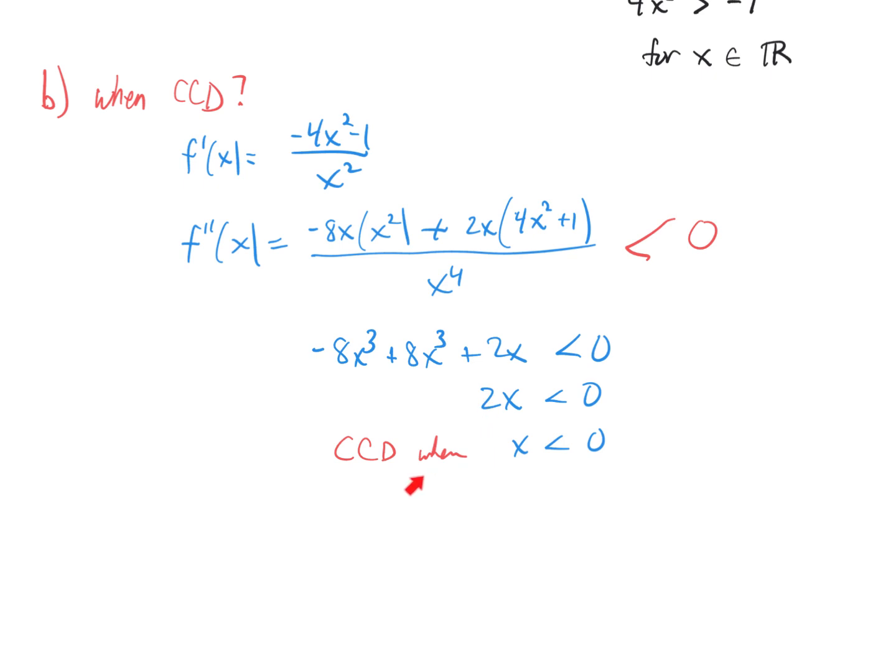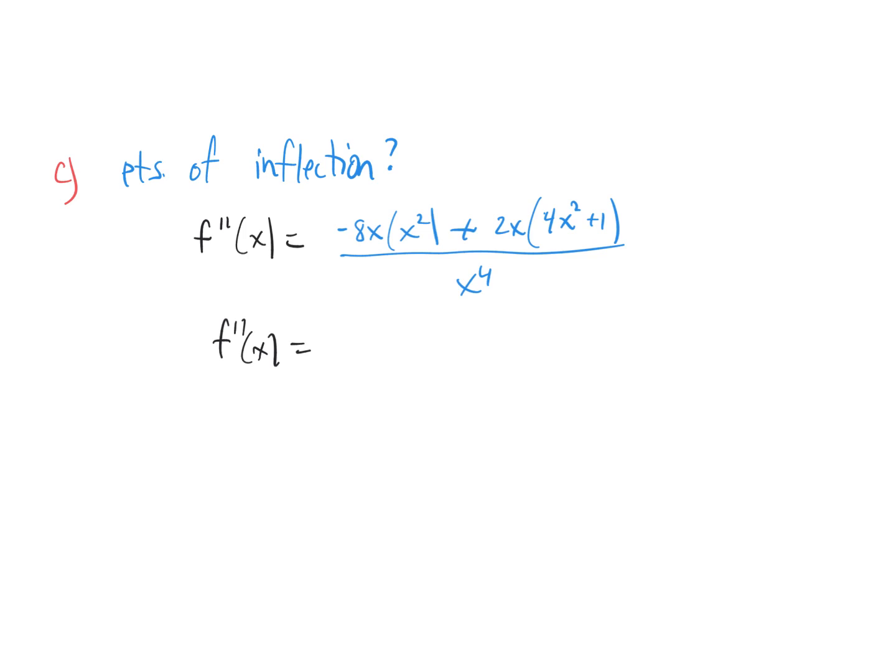So it's concave down whenever x is less than 0. So the second derivative was this. Remember, if we simplified the numerator, we had just 2x. And so it really simplifies to just 2 over x to the third.